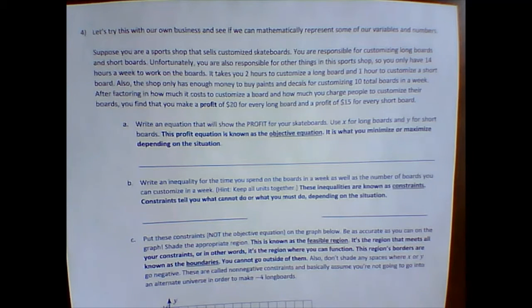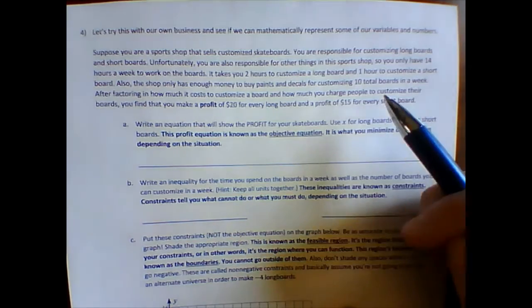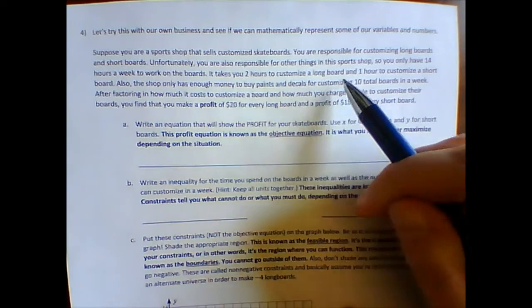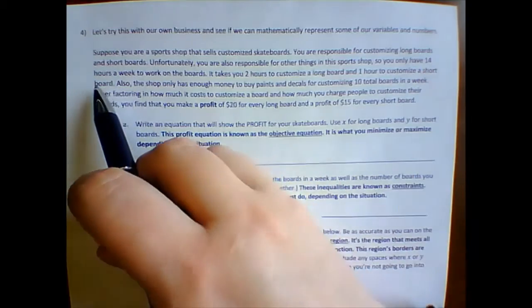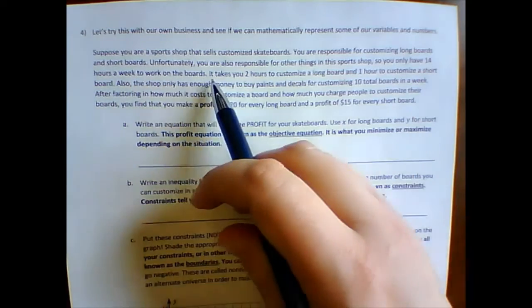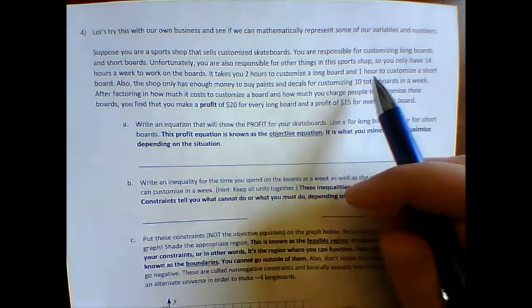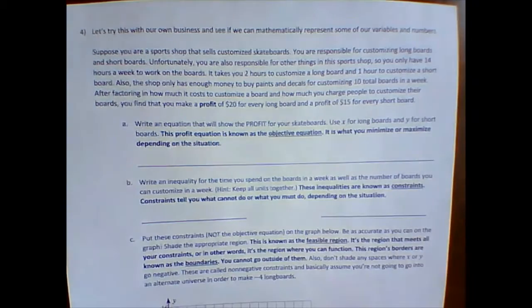So now we're going to look at our own business, and we're going to see if we can figure out how do we maximize our profit? How do we get the most money? And we're going to start this the way we start all the other story problems. We're going to look for the numbers, and we're going to look for where they're grouped together.